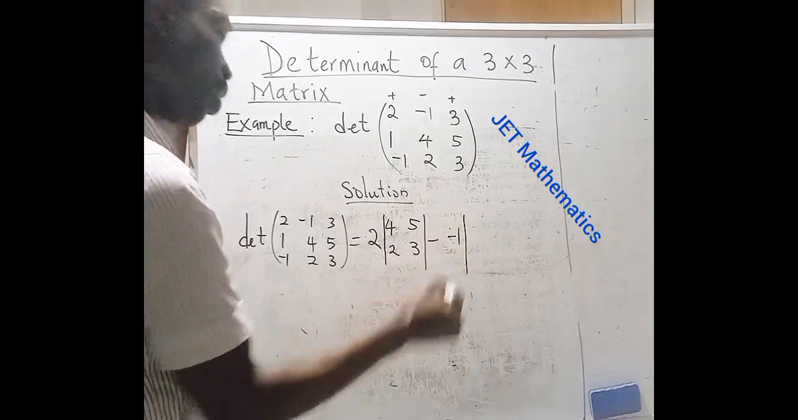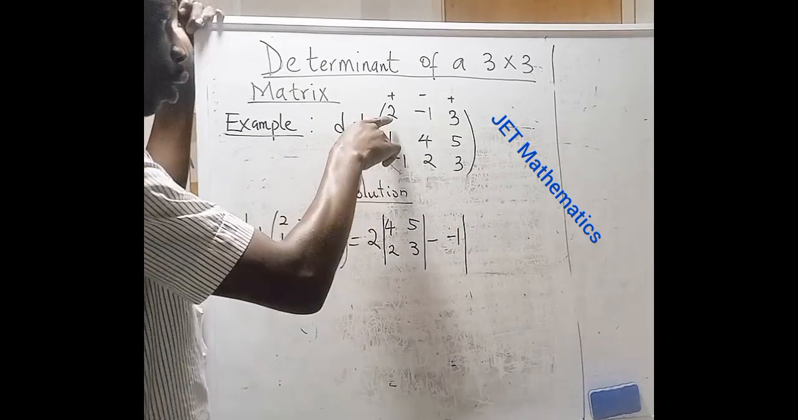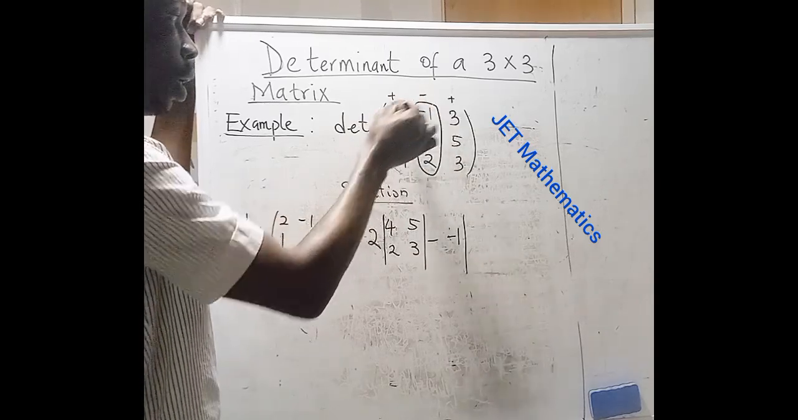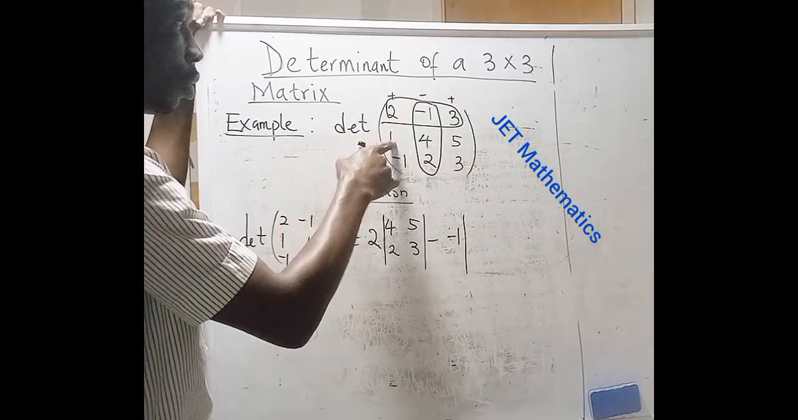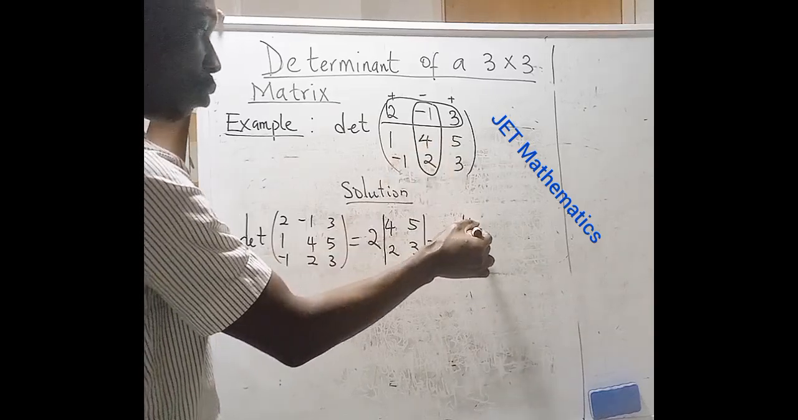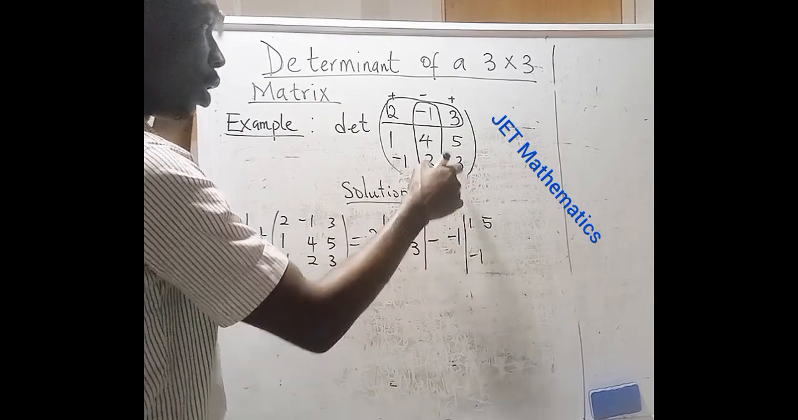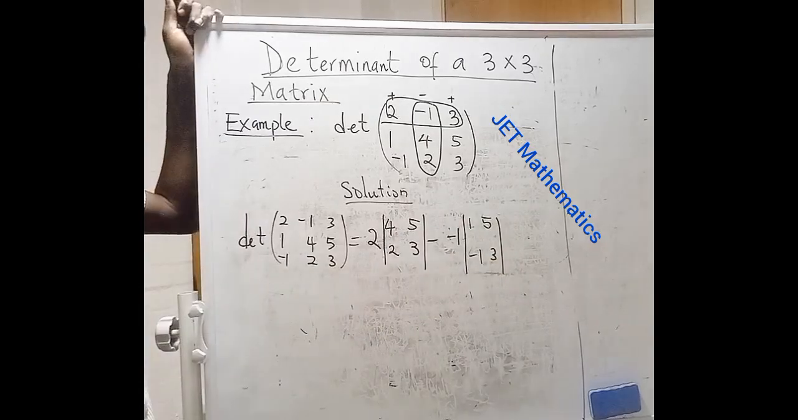So we have this, and then we'll cover this row, this column, and also this row. And so we are left with 1 and 5, and then minus 1 and 3. So it also reduces this to a 2 by 2 matrix.